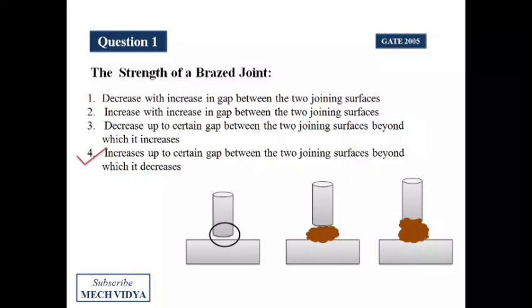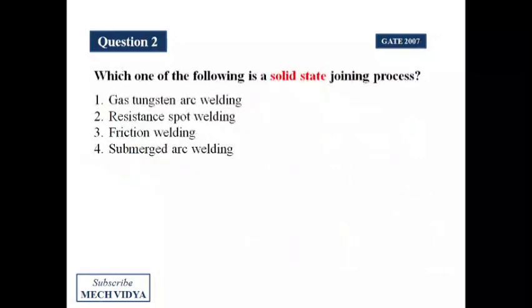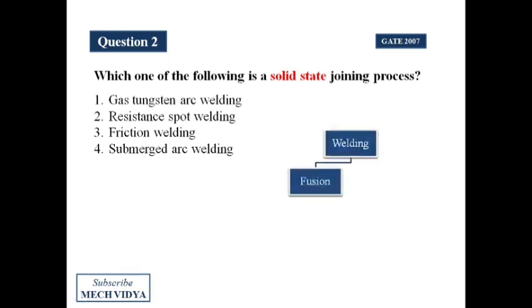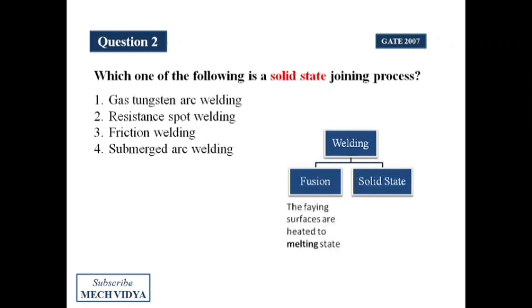Now the next question is, which one of the following is a solid state joining process? We know welding, as we know, can be divided into two major heads: the fusion welding as well as the solid state welding. Fusion welding means the faying regions are melted to form the joint. All the different variants of arc and gas welding fall under this category. So naturally, option number 1 and option number 2 will be omitted.